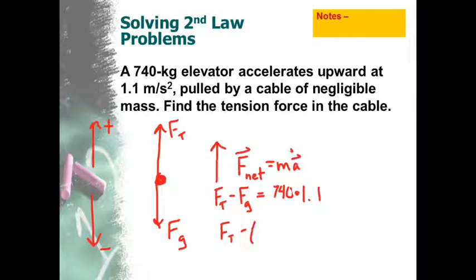We do know what the force due to gravity is. That ends up being 740 times 9.8. Now, why did I not write negative 9.8? Well, it's because I've already accounted for that negative direction out here with the force, so I don't need to actually include it there with the acceleration due to gravity. And then we're going to set that equal to 740 times 1.1.